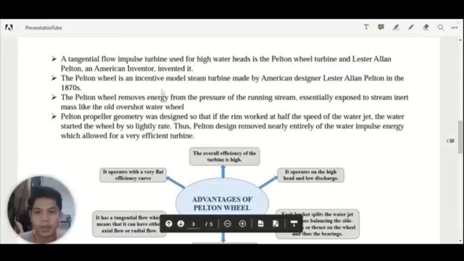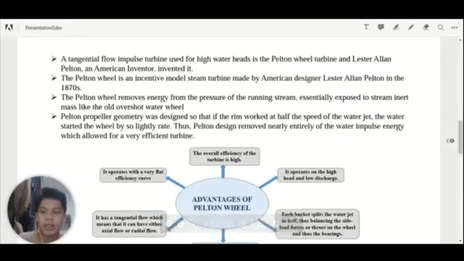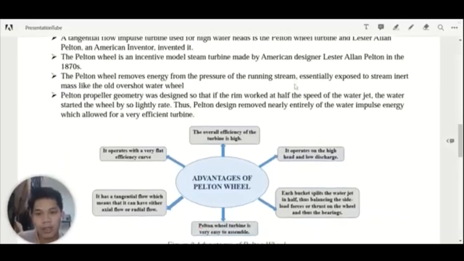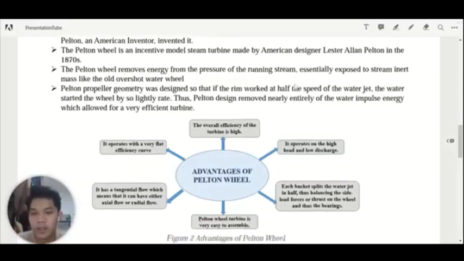The Pelton wheel is an impulse-type water turbine made by an American designer, Lester Allen Pelton, in the 1870s. The Pelton wheel extracts energy from the impulse of moving water, as opposed to water's dead weight like the old overshot water wheel. What we can say about this design is that the Pelton design removed nearly all of the water's impulse energy, which allowed for a very efficient turbine.